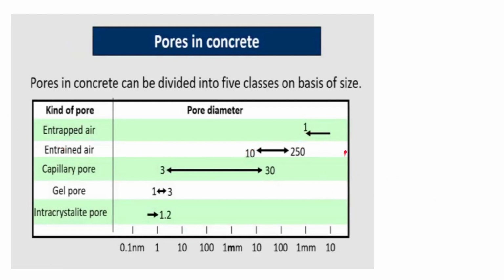If you see the sizes, entrapped air is always greater than or equal to 1 mm. Entrained air lies in the range of 10 micrometer to 250 micrometer, so it is less than 1 mm. Capillary pore, on the other hand, varies from 3 nanometer to 30 micrometer. So it is a very big range, and that's why these pores are of very much concern. Apart from that, there are other pores such as gel pores, which are 1 to 3 nanometer, and intracrystalline pores, which are less than or equal to 1.2 nanometer.